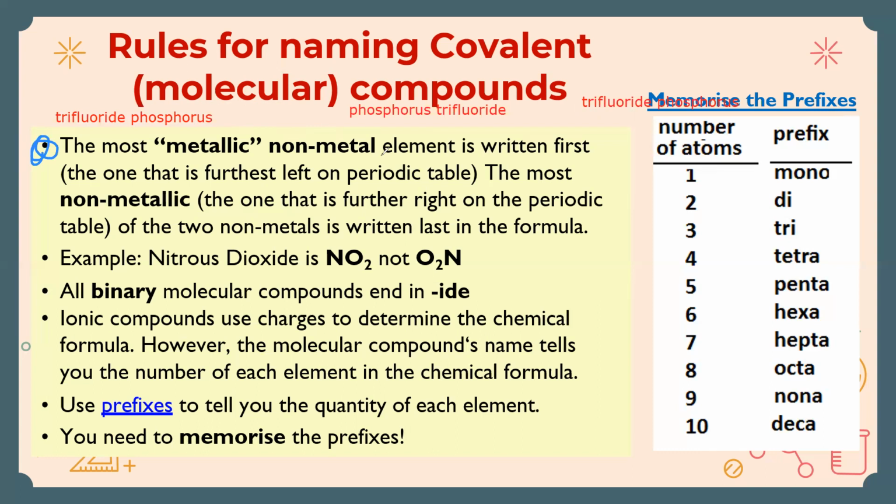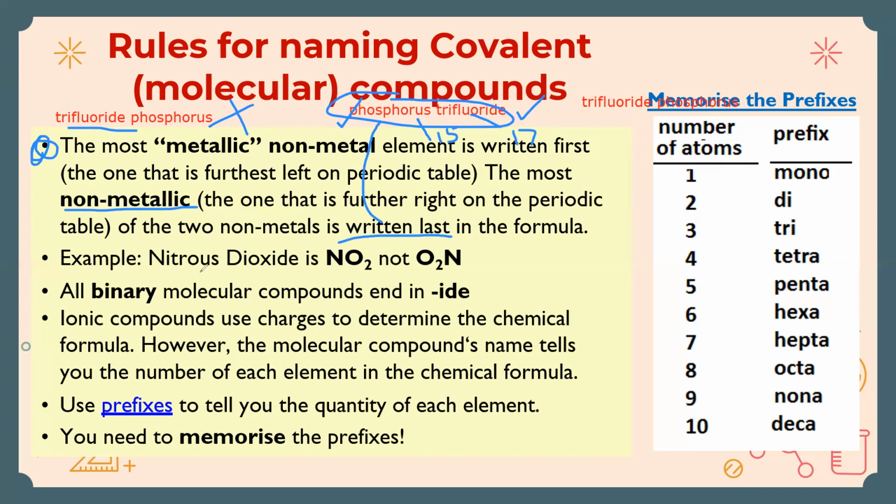So that's basically why this rule, that the most metallic nonmetal, or the nonmetal that's furthest left of the periodic table compared to the other one in the compound, is always written first. That's why this is correct, because phosphorus is a little bit more to the left of the periodic table. It's in group 15, whereas fluorine is in group 17. This is why this is correct in terms of our naming notation and naming rules, and this is why this is wrong. It can't be trifluoride phosphorus because fluoride is further to the right of the periodic table. We say it's more non-metallic because of that, and for that reason, it should always be written last.